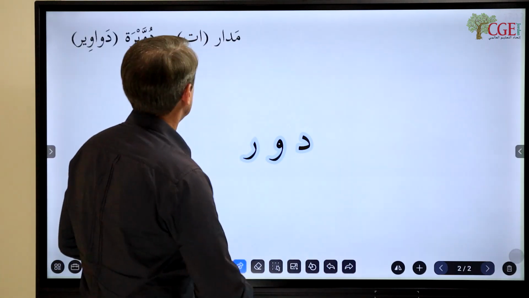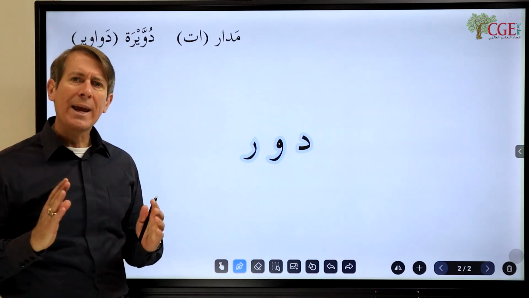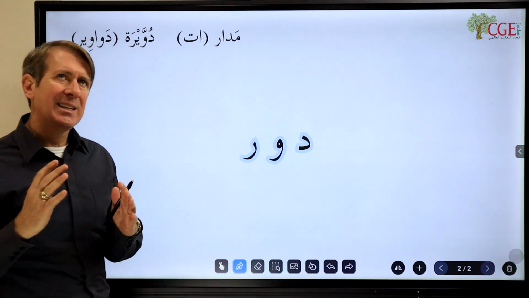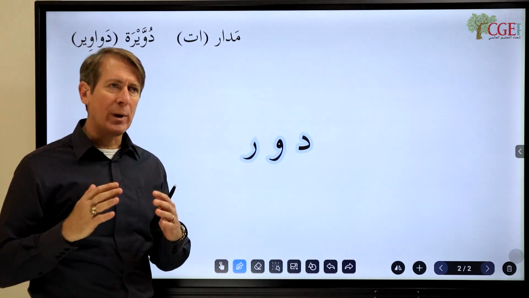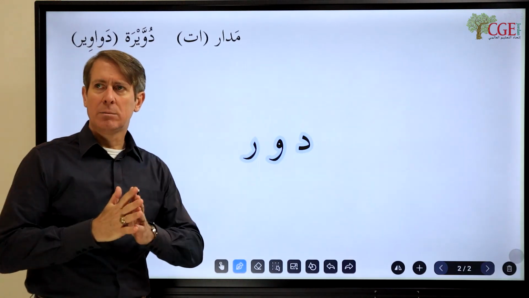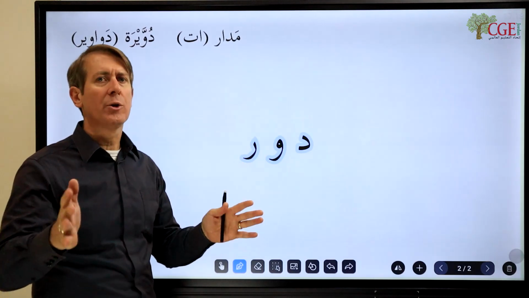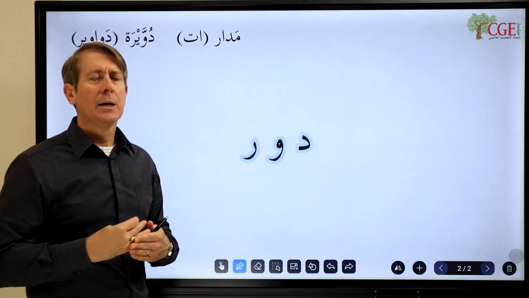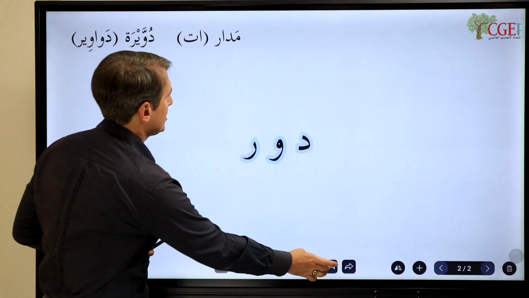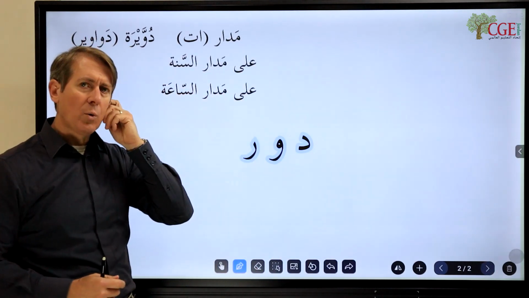Okay, next one. From here is madar. Madar is range or scope, but it's not for this idea of range like how far, or scope like seeing something completely. You can't fully understand or comprehend the word unless you see it in its phrases. So here are some phrases we use. These two we use quite a bit.